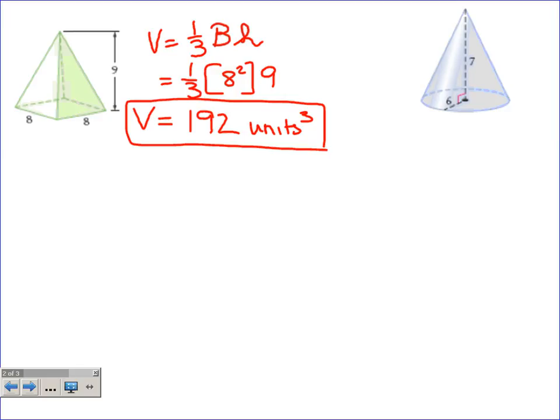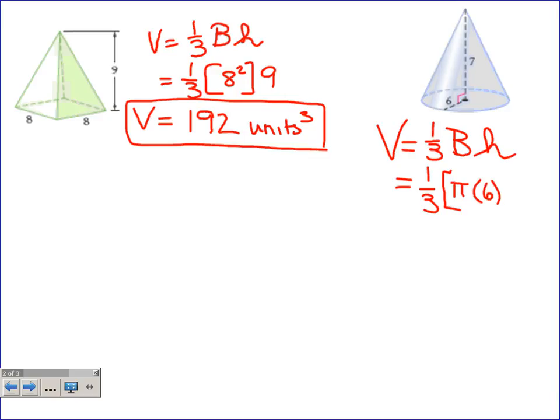Let's try this one over here. Volume equals 1/3 the base times the height. For cones, how do you find the area of the base? Pi r squared, so it'd be pi times 6 squared. That's our radius. And what's the height of the cone? 7.